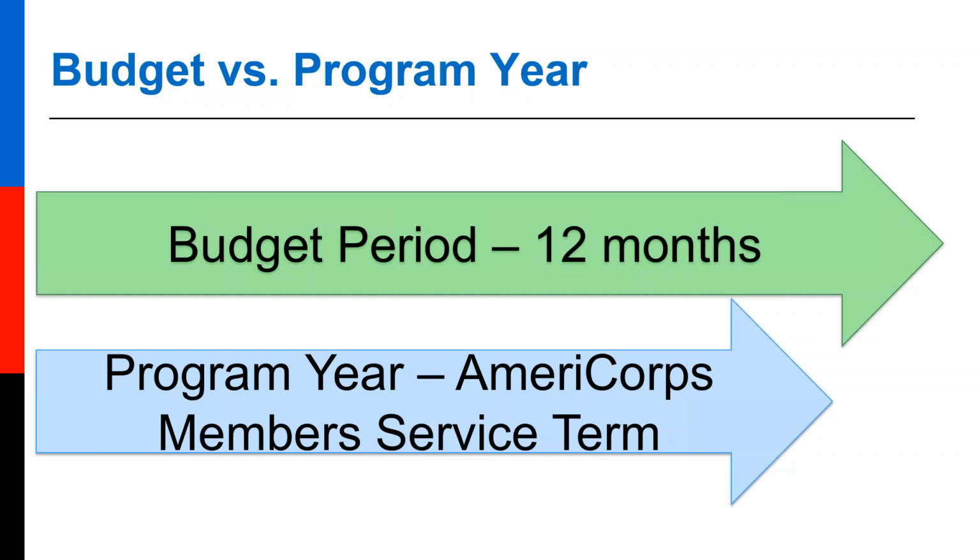So your members may serve 3 months if they're minimum time members. They may serve 10 or 11 months if they're full-time members. If they're full-time members, they can also serve 12 months, but we encourage you to have them serve less than 12 months so that in the event that they have to extend their service, they can to finish their hours. It also gives you time to close out the current corps before bringing in a new corps. So that's the difference between the budget year and program year.